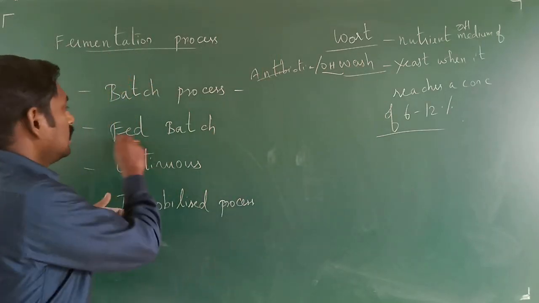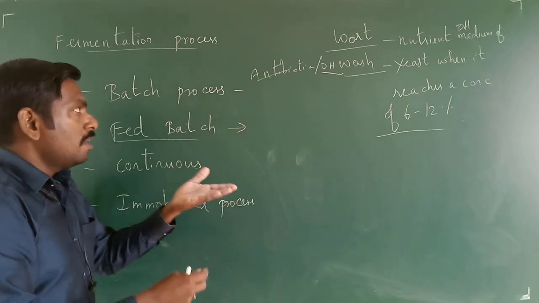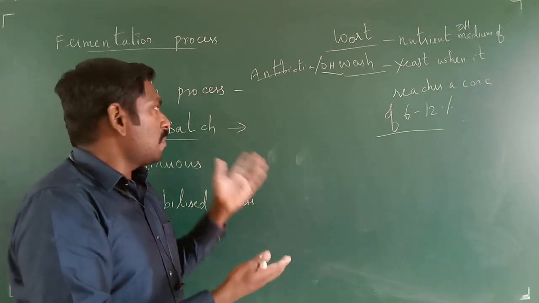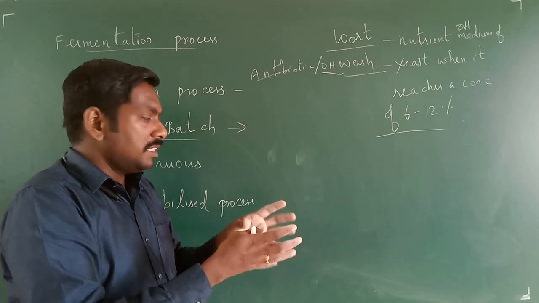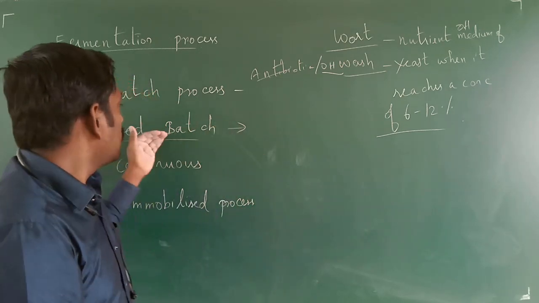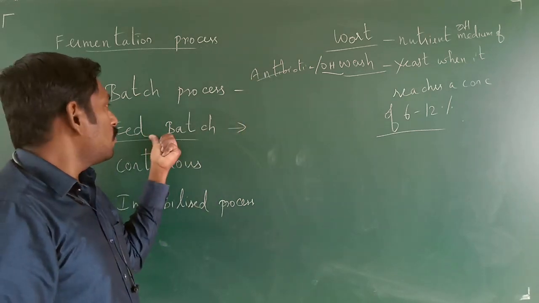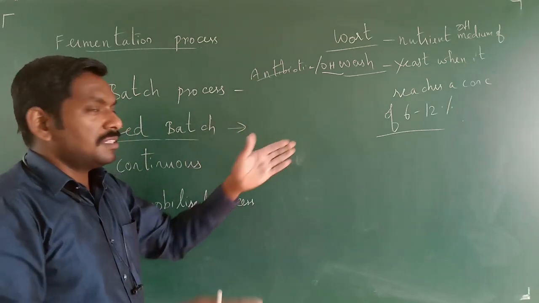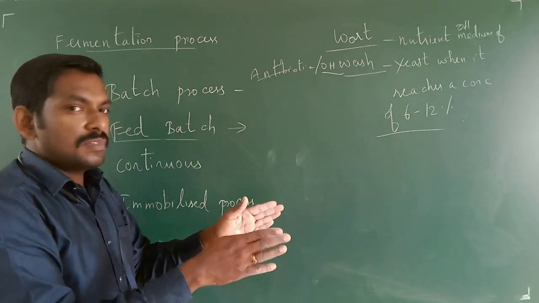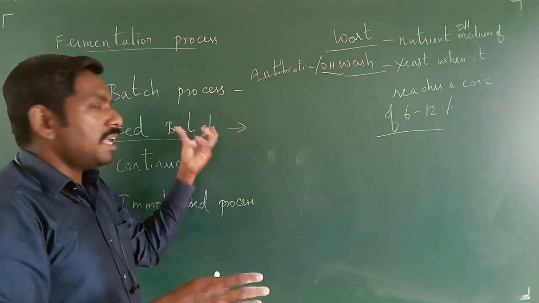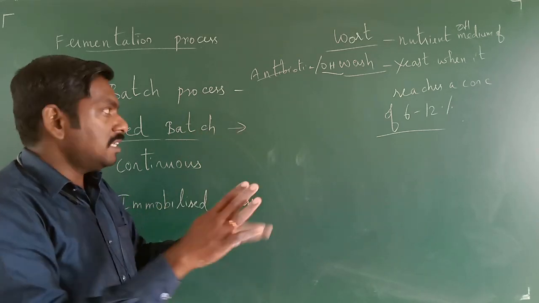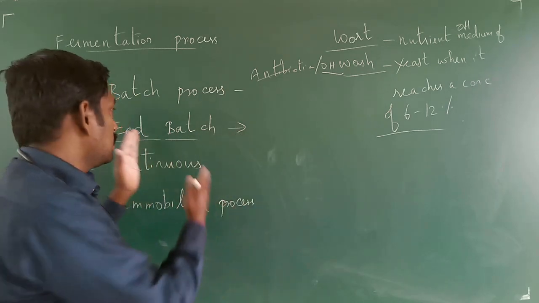Then fed batch, right? Fed batch is the one in this process. Once they get the products, first they will be using the antibiotic. So once the antibiotic product is obtained, they will stop and allow the reactor to stand stagnant. Then they will use it for another process, right?